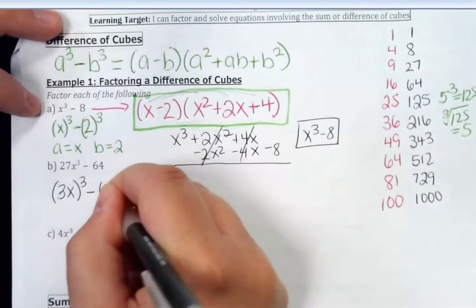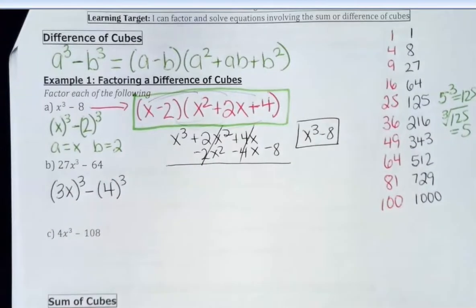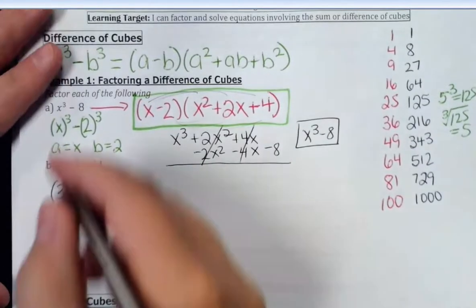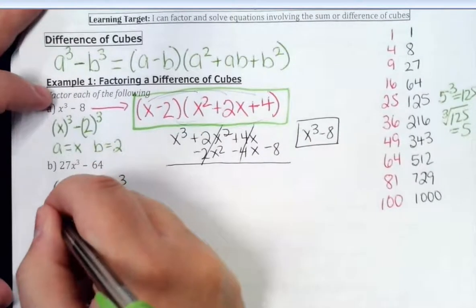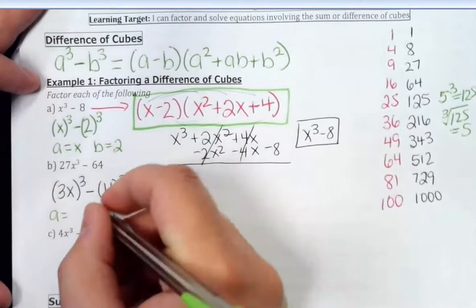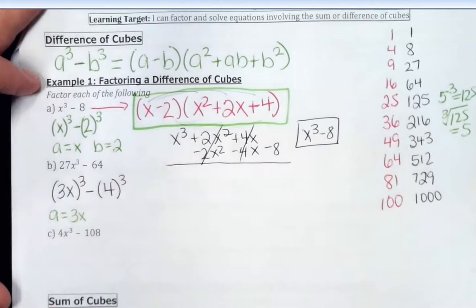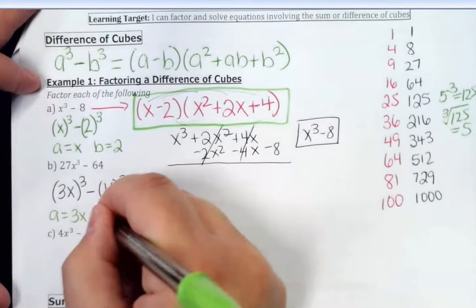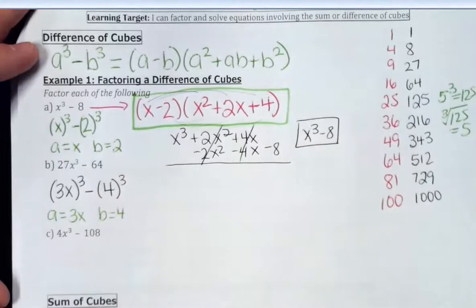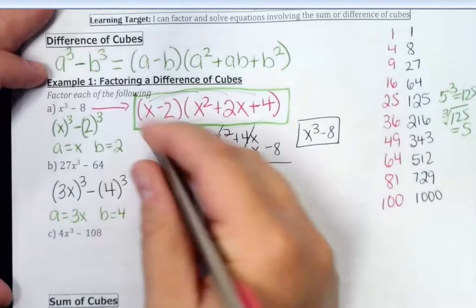64 is 4 to the third power. So when we substitute into our expression for how to factor this, your a, and this is going to be a little trickier, is 3x, and your b is going to be 4. So when you put that in there, a minus b is 3x minus 4.